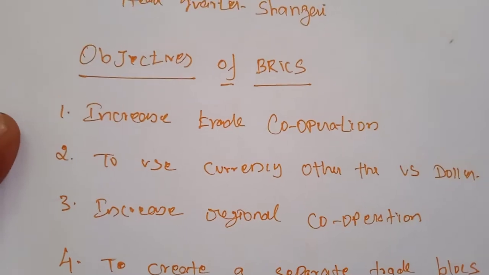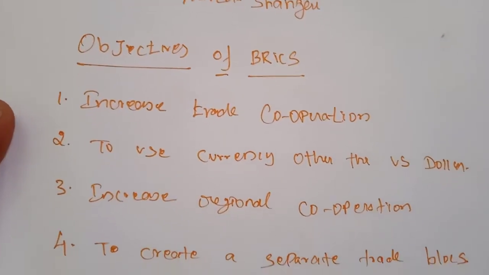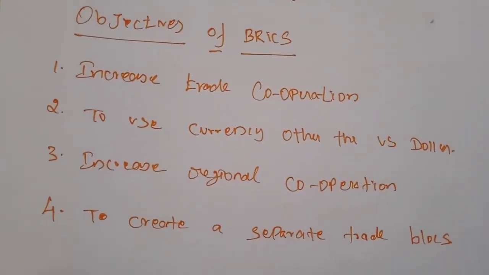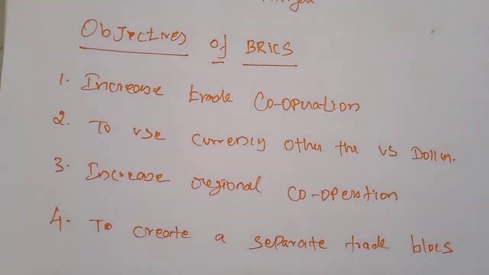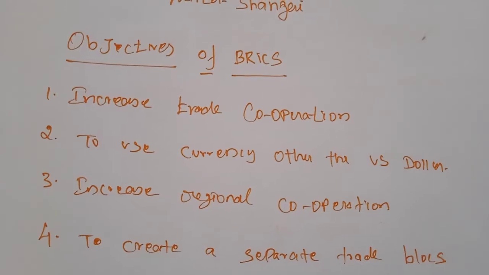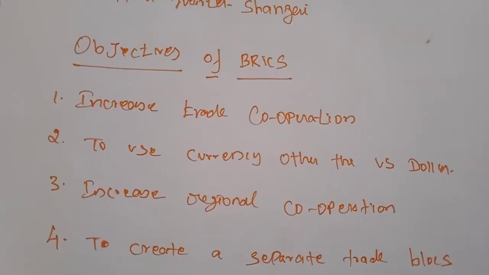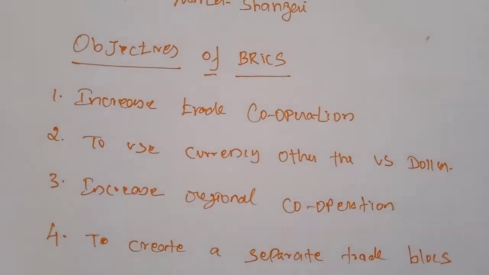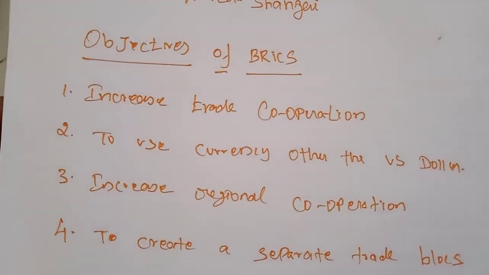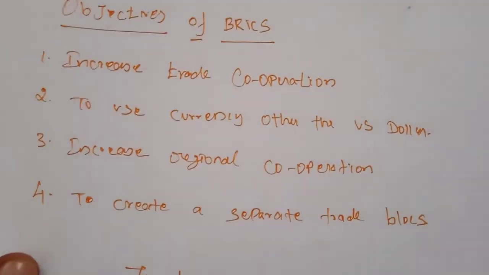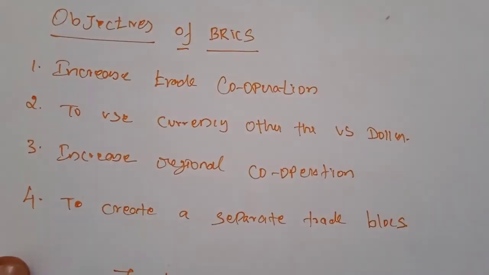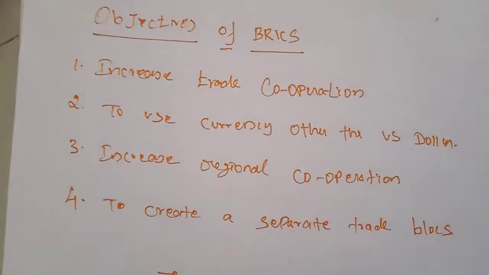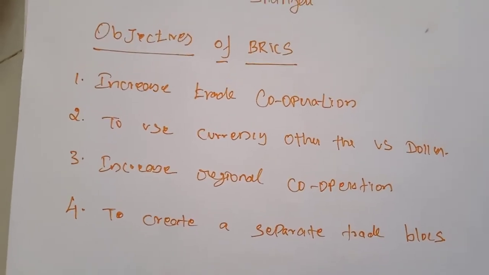Next, to use currency other than US dollars. For international trade, many nations must be using the US dollar only. But after the BRICS organization, it is helpful to use currency other than the US dollar. Since the dollar is a dominant currency and the US can control the flow of dollars, BRICS helps countries operate with alternative currencies. By providing alternative currencies, their trade was increased for all the nations throughout the world. How far have they succeeded in this respect? Not much.